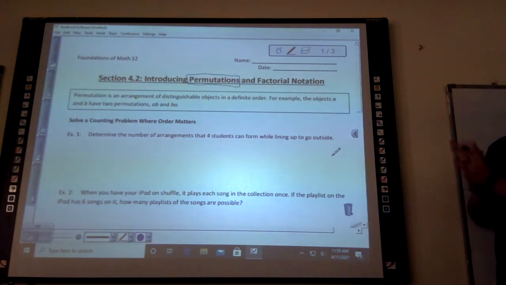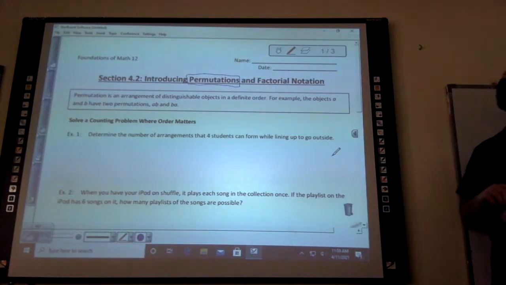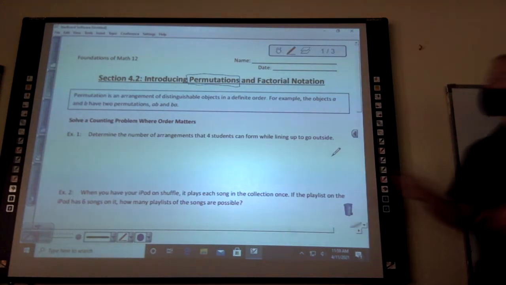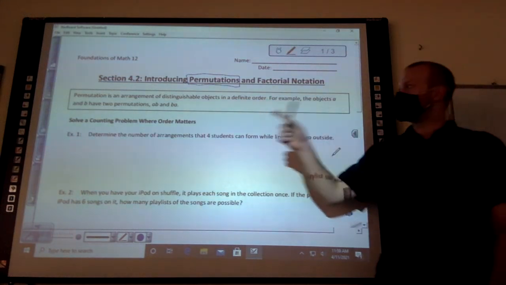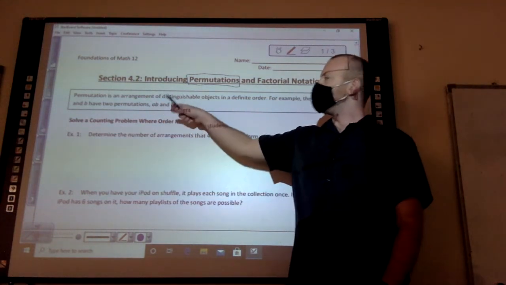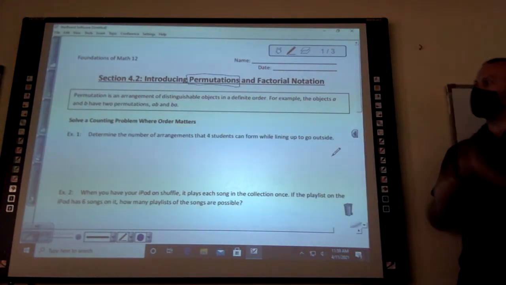So permutation is basically the number of ways we can order objects when you can tell the difference between them. So for instance, the letters A and B has two permutations. So I can write it as AB or BA. Those two are very distinct, so I can switch them and it makes a difference.